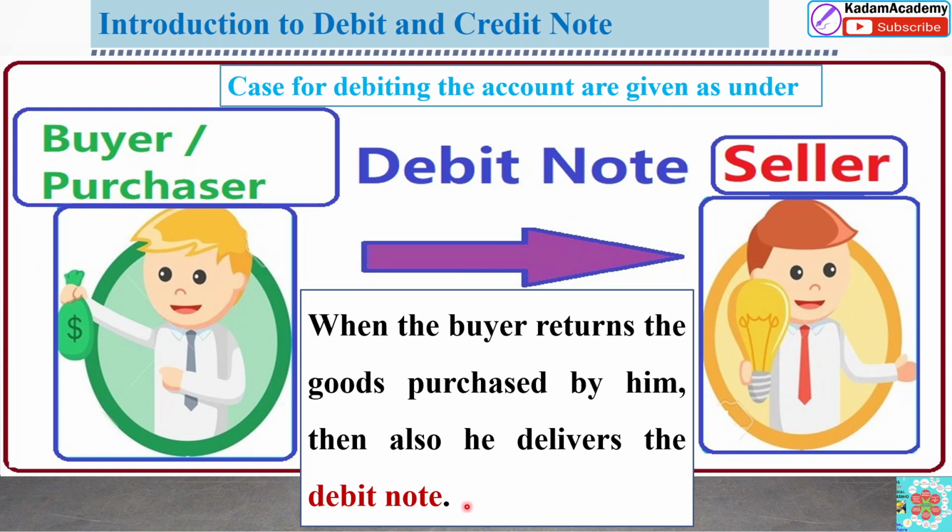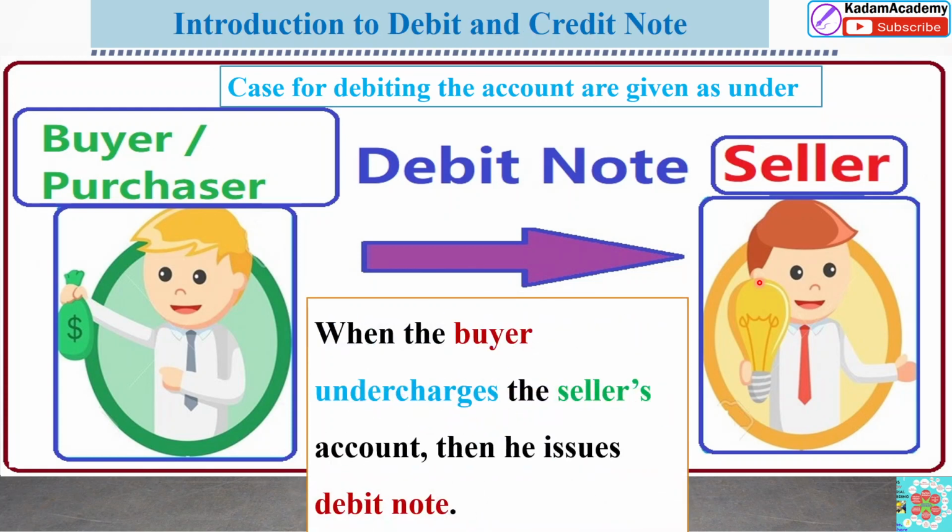He also delivers the debit note to the seller. So friends, on returning the goods, the buyer sends a debit note to the seller. The goods may be returned when they are defective, damaged, faulty, or not according to the samples provided. There are quality checks, and according to that they will send the goods back to the seller.